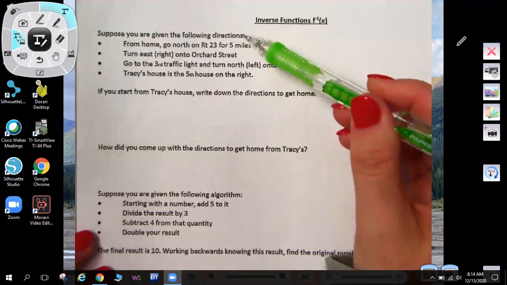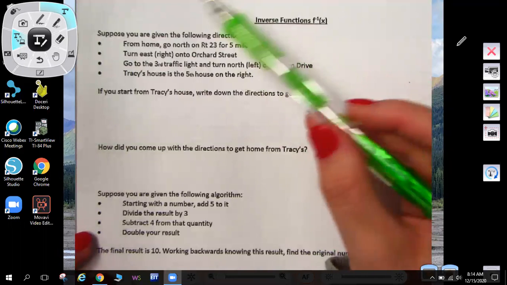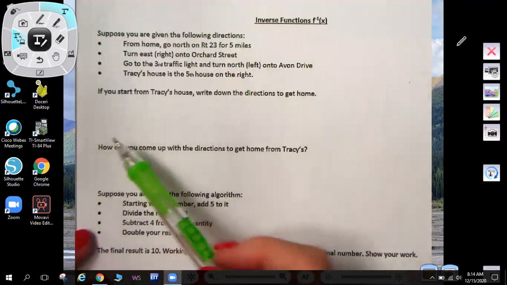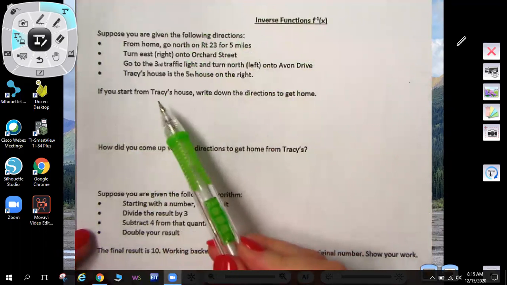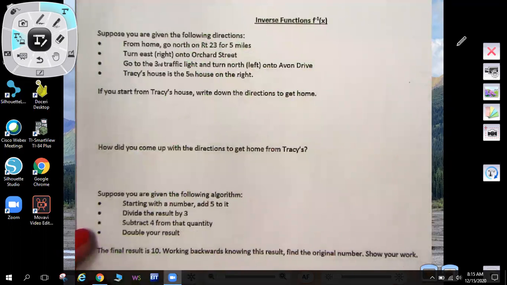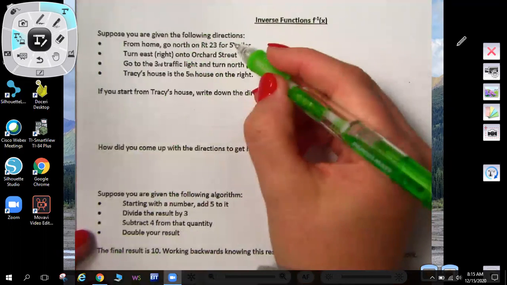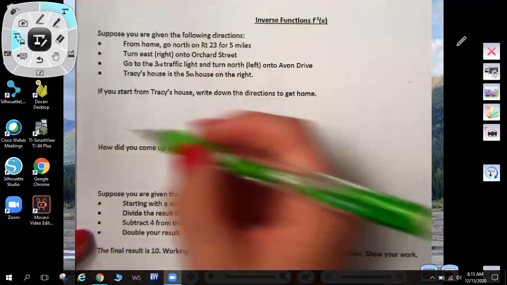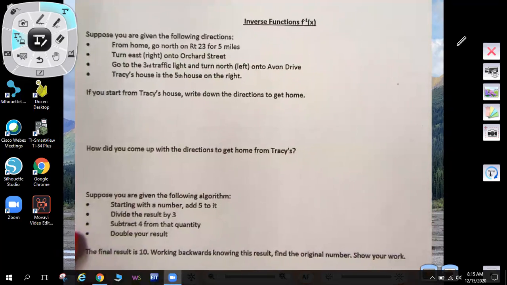You're given these directions from your house to Tracy's house. And then you're asked to write directions starting from Tracy's house going back home. I think the easiest way to do that is to draw a map based on these directions first. Then you'll be able to just look at the map to write your directions to go home.